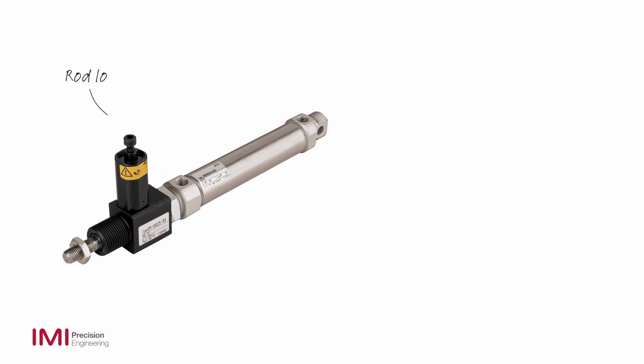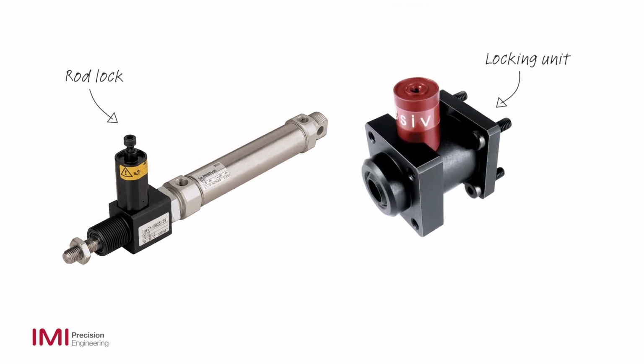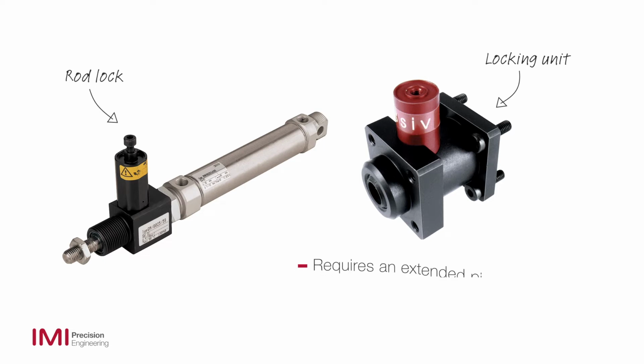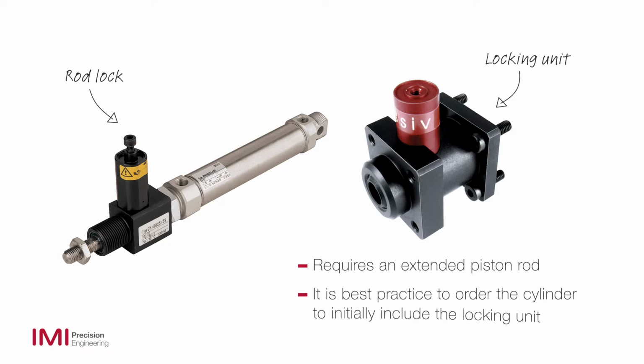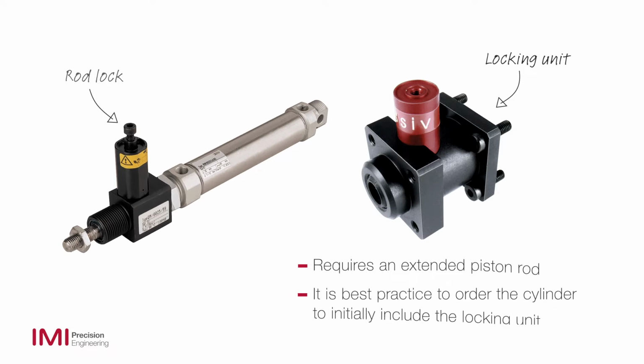A rod lock keeps the piston rod on an ISO actuator in place and has both safety and process benefits. The locking unit requires an extended piston rod, so it is best practice to order the cylinder to initially include the locking unit.